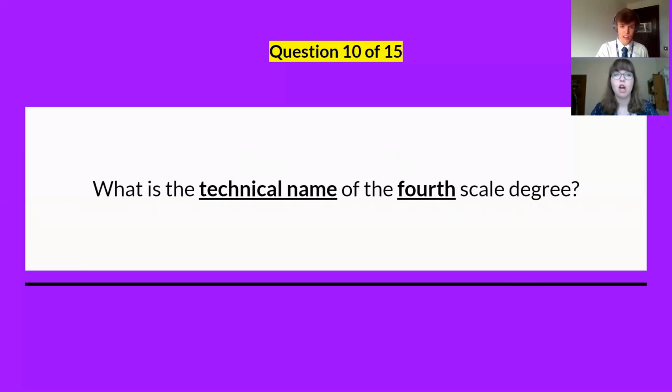Question number 10, what is the technical name of the 4th scale degree? So remember, technical name, we've got tonic, we've got supertonic. So the 4th scale degree, one we use quite a lot. Not the most, but quite a lot.